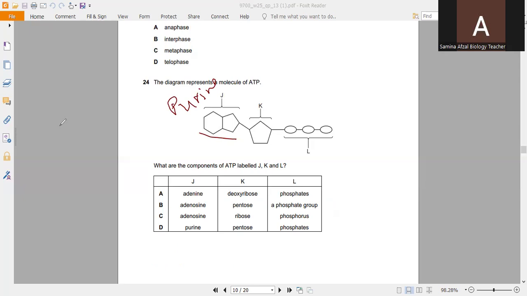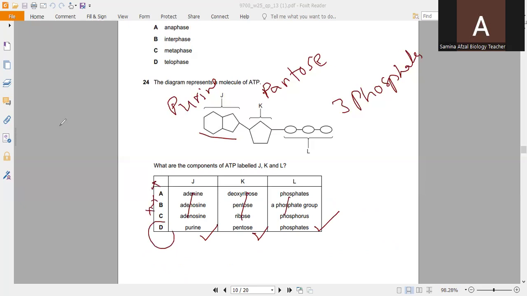And K is sugar, which has a 5 carbon sugar. So this is pentose. And now these are the 3 phosphates. So in this way, J is purine, K is pentose, and L is phosphate. So D is the correct option over here.